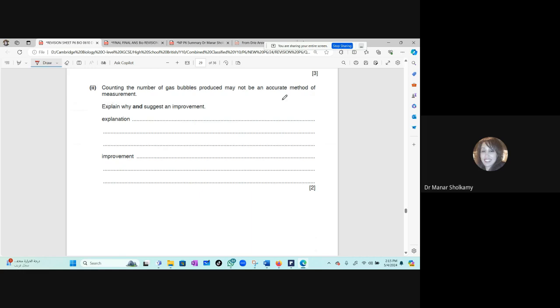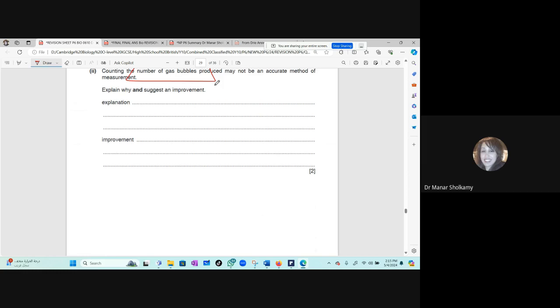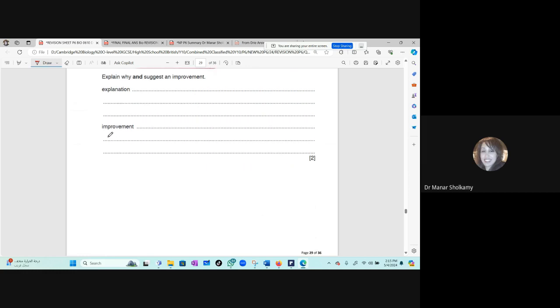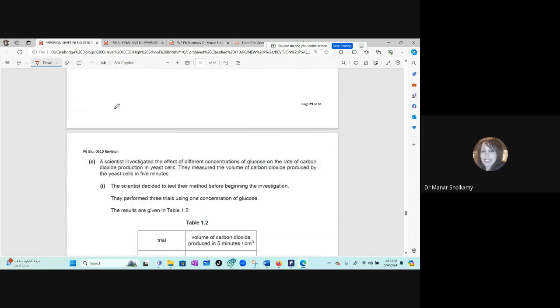How do I get a more accurate method for bubbles? Gas syringe. Gas syringe, inverted cylinder, whatever. Okay. Explanation and improvement. No, the explanation. Why? This is the improvement. Why would you not count bubbles? There are different sizes and different volumes. Yes, they're different size. I can miscount. They're produced too fast.